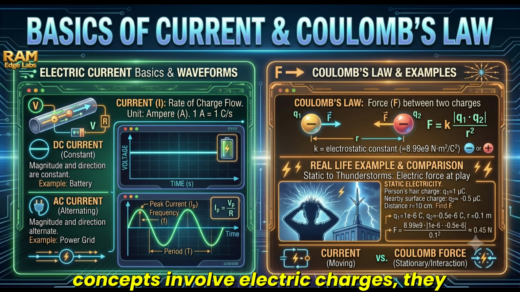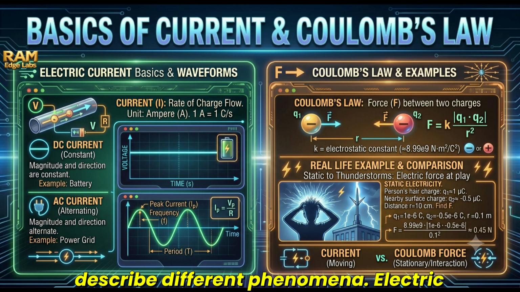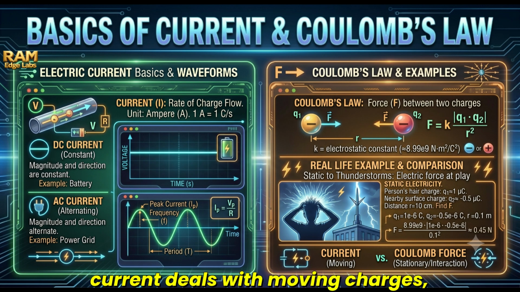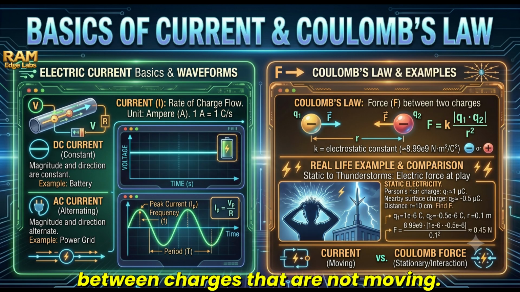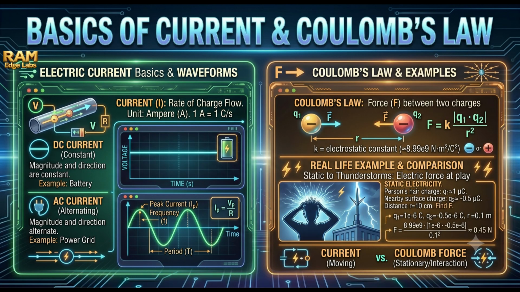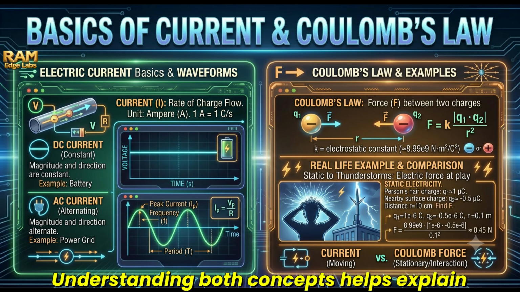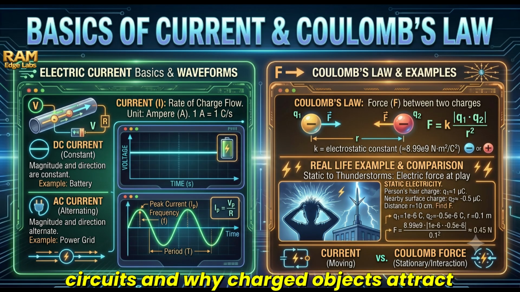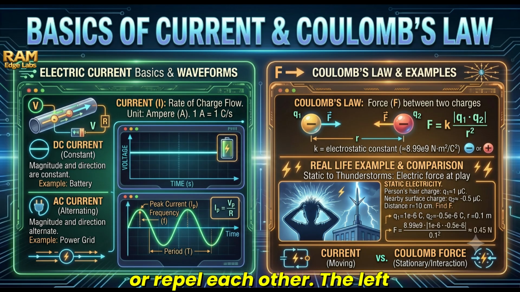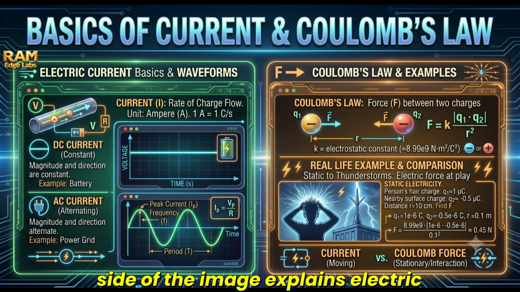Although both concepts involve electric charges, they describe different phenomena. Electric current deals with moving charges, whereas Coulomb's law describes the force between charges that are not moving. Understanding both concepts helps explain how electricity works in electrical circuits and why charged objects attract or repel each other. The left side of the image explains electric current.